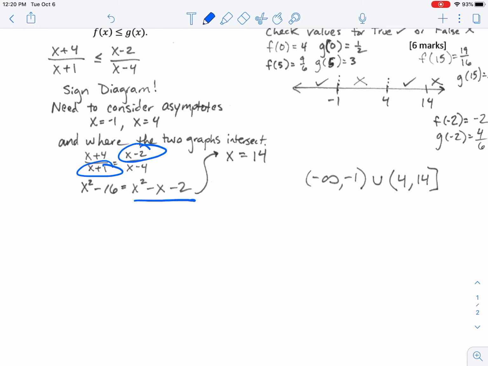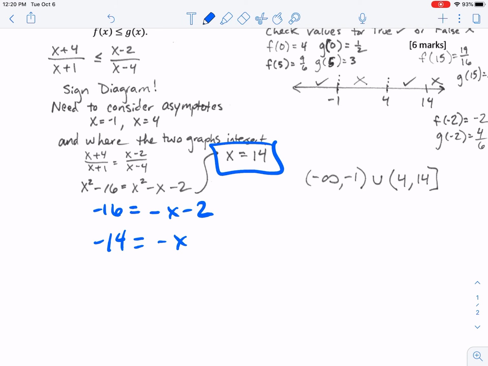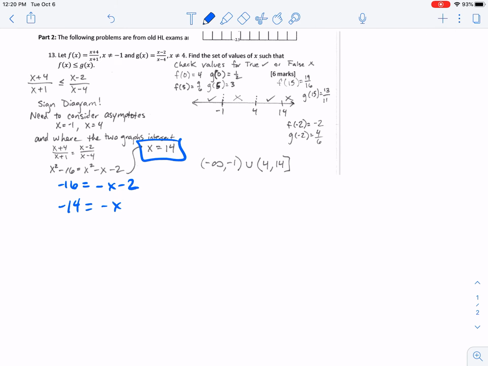And so then I came along, I didn't show maybe all of my thoughts, or maybe I did. The x squareds cancel. I have -16 is equal to -x minus 2. Add 2, I'm at -14 is equal to -x. Divide by -1, and there's my answer. Okay, so that is something I need to consider.